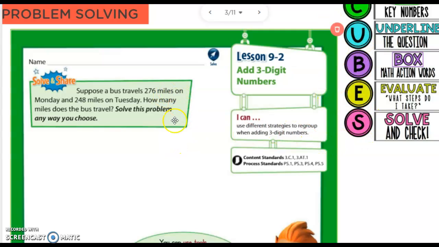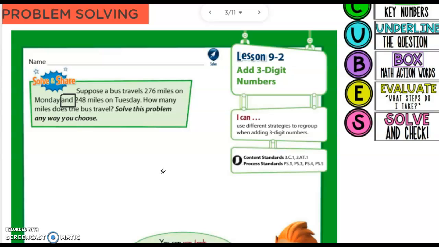I would like you to circle the important numbers, underline the question, and I'm going to box the word that gives me a clue of what I have to do. So we have to add both of these. Let's read through the question.